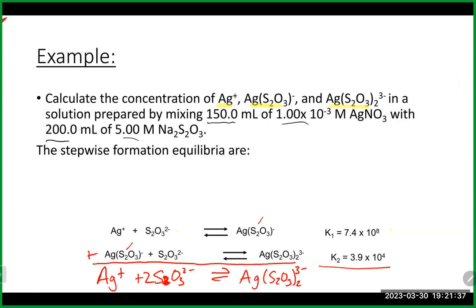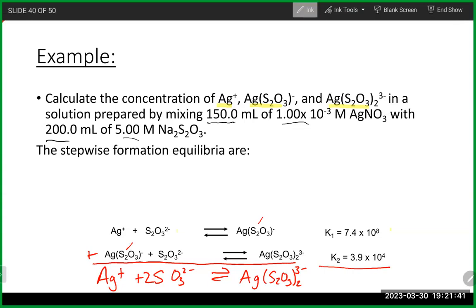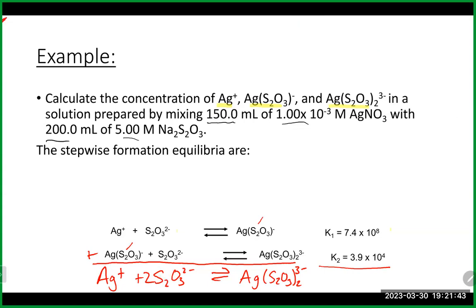Here. Now, in this case, since I did add it together, and if I did want the Kf for this, I again would take both of these and multiply them together, and that would give me 7.4 to the 8 times 3.9 to the 4th. That gives me a Kf for this overall reaction. We'll call it 2.9 times 10 to the 13. First off, any questions on that?